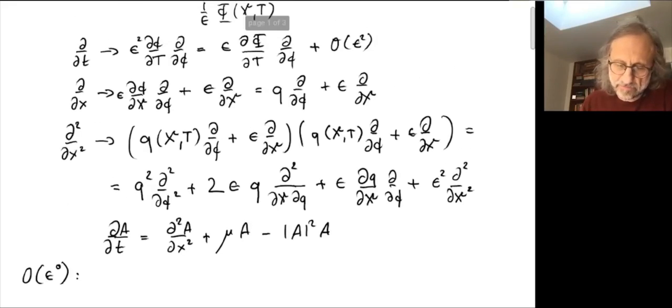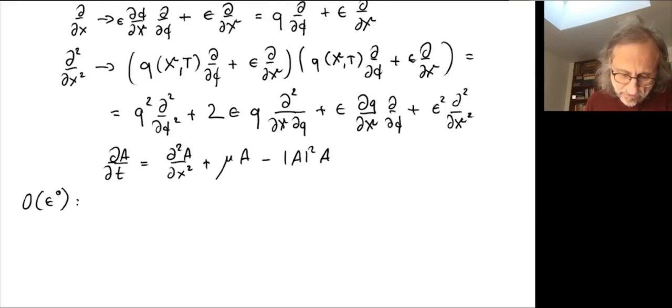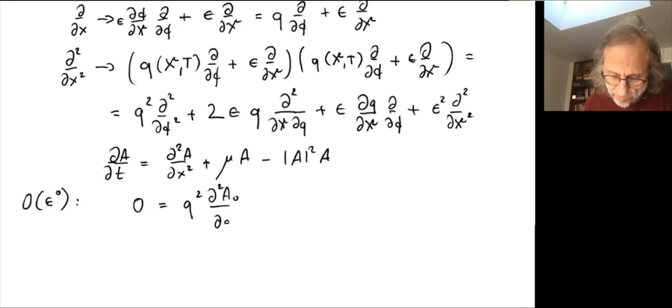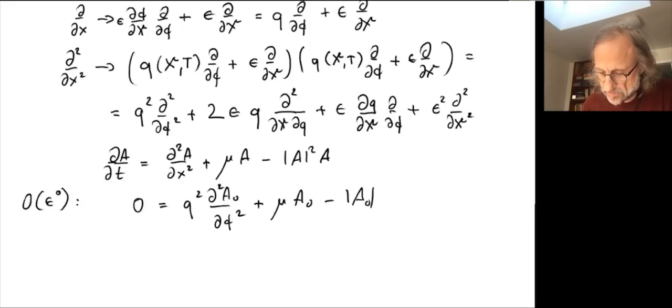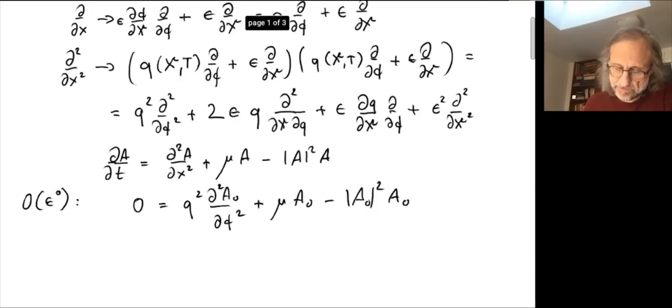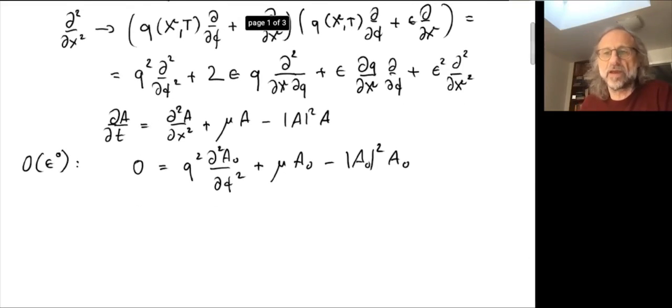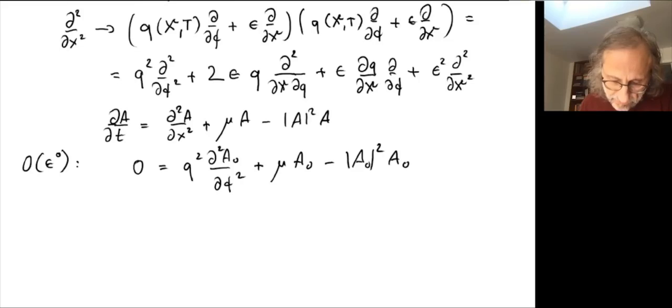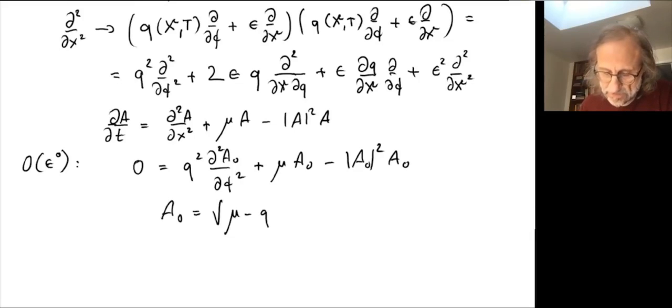The time derivative has an epsilon, so there's nothing on the left hand side, but the space derivative has an order 1 term. So we have therefore 0 is equal to q squared d²A0 by dφ² plus mu A0 minus |A0|² A0. That's familiar. That just gives the fixed point around which we are expanding. And so we have that basic solution A0 is equal to the square root of mu minus q squared.